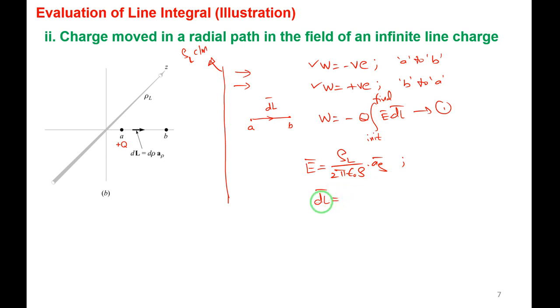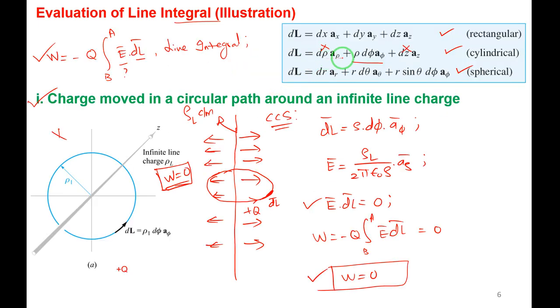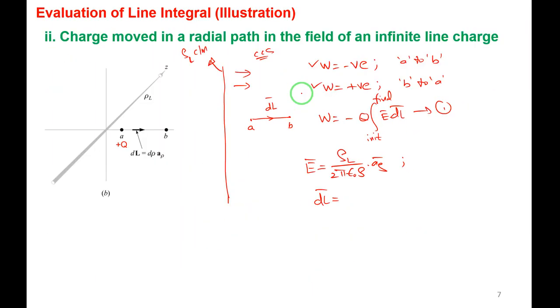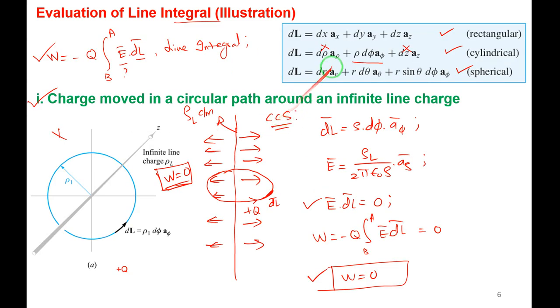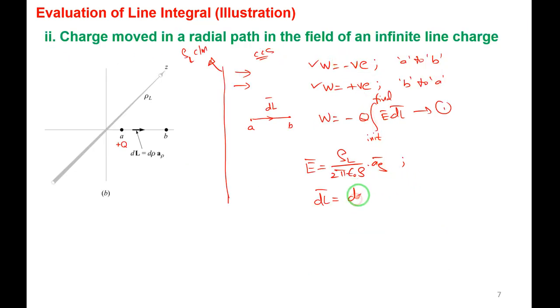Once again, which system is better? Once again, the cylindrical coordinate system. And we have the dl formula here: d rho into a_rho, plus rho d phi into a_phi, plus dz into a_z. But since the charge is moved in the radial direction, I will consider only this one; these two are discarded. It is not moving in the circular direction, so a_phi will not come into the picture. It is not moving in the z direction, so no a_z. Only dl is d rho into a_rho. I hope you understood this, because the charge is moved from initial position A to final position B along the radial path, the radial direction, the rho direction. So d rho into a_rho. I hope you got it.